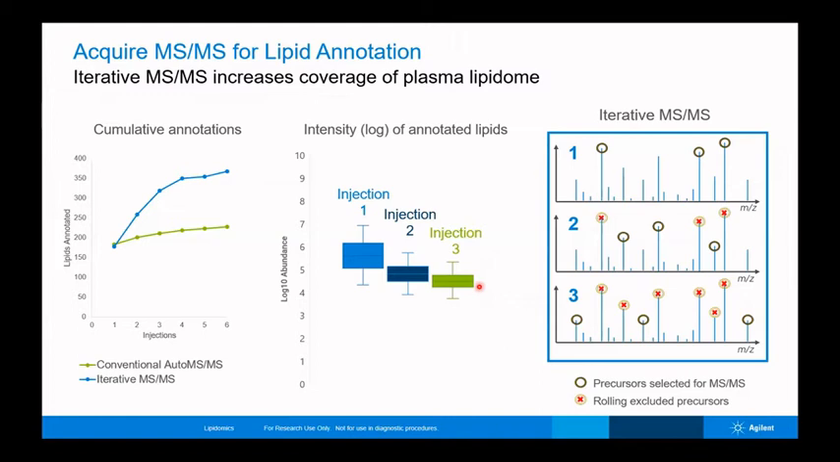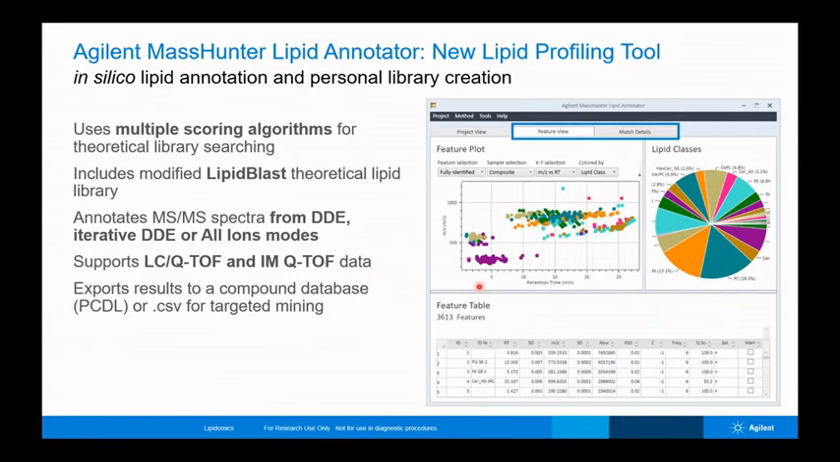The bottleneck is the annotation, and in this case, with Agilent's new tool for lipidomic analysis, Lipid Annotator, you can get more information about your sample. It works using a multiple scoring algorithm based on a modified LipidBlast. We've added the Avanti Polar Lipids standards and other standards inside this database. It works with data dependent, data independent, and all ion modes of ion mobility data. So it works with all the different instruments Agilent has. It has different export formats, the regular CSV and the PCDL for your MassHunter databases.